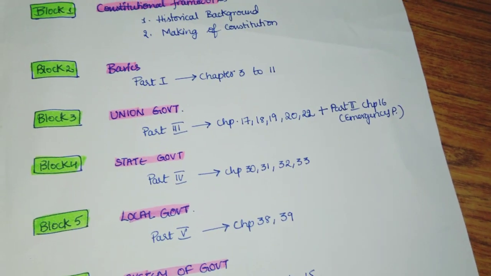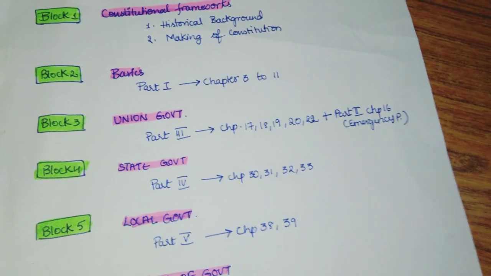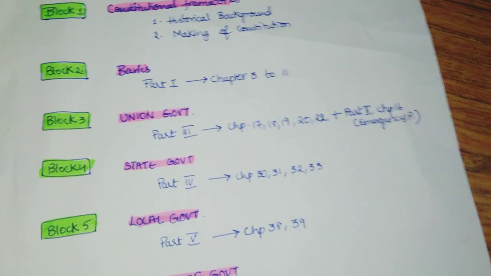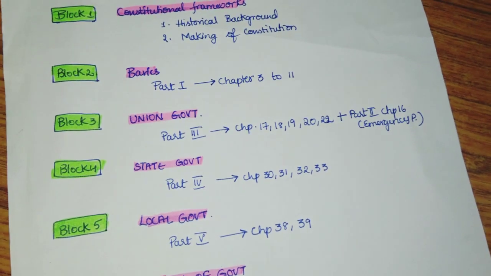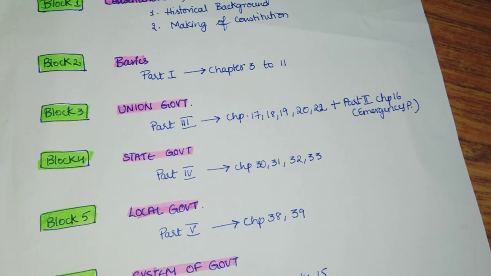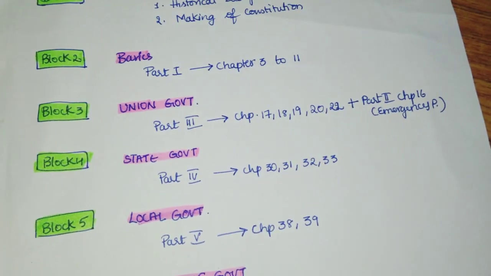This is part 1, from chapter 3 to chapter 11. Chapter 3 is salient features of the constitution, chapter 4 is the preamble, chapter 5 is the union and its territories, chapter 6 is citizenship, etc. Till the 11th chapter, that is the basic structure of the constitution, I have categorized into block 2.